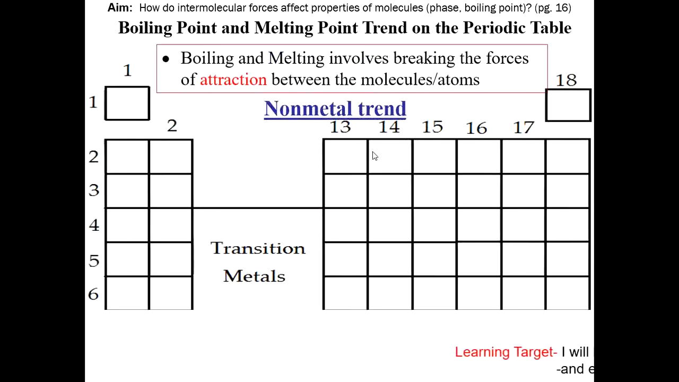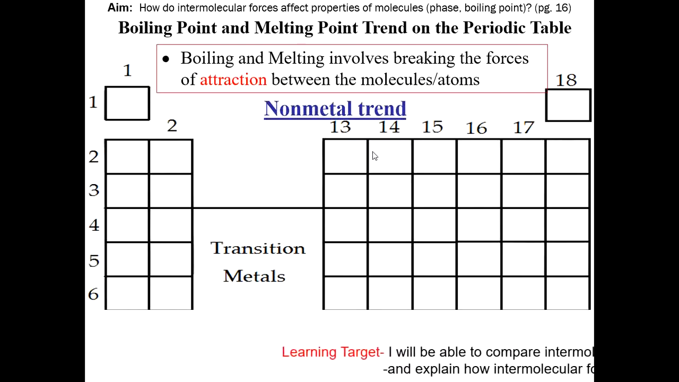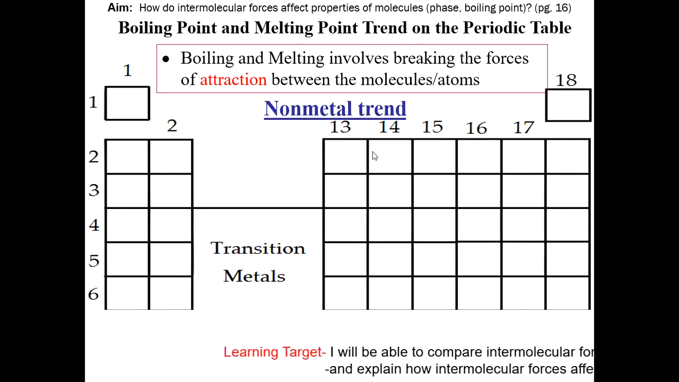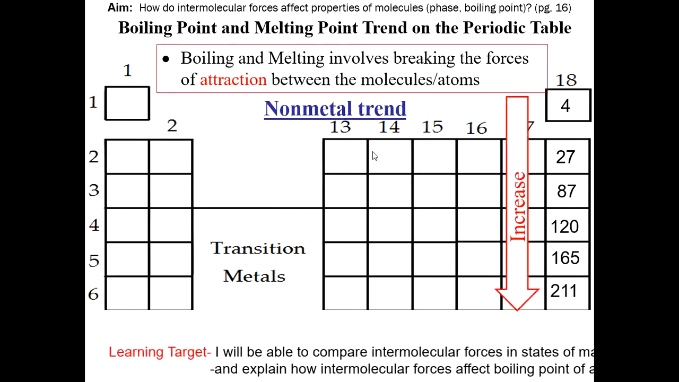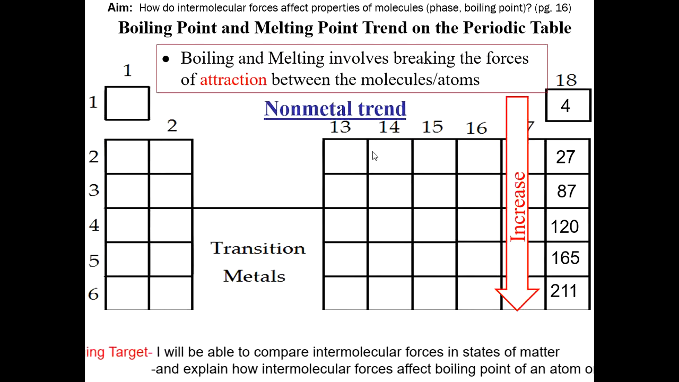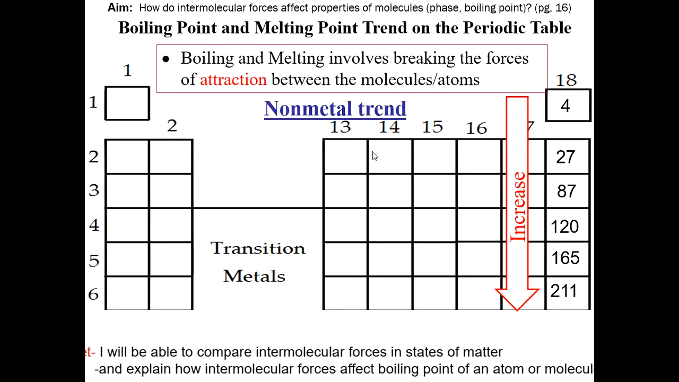Now we're going to talk about the nonmetal trend, so let's look at group 18. So take a moment to use Table S and look up the boiling points of each element in group 18. So here are the boiling points for group 18. So it increases as you go down the group. So it's the opposite of metals.